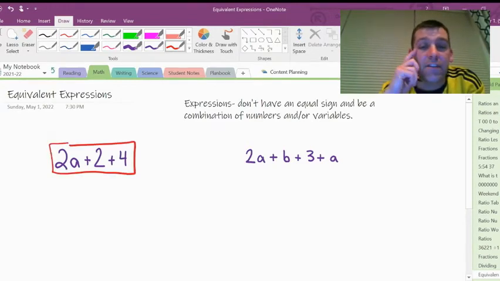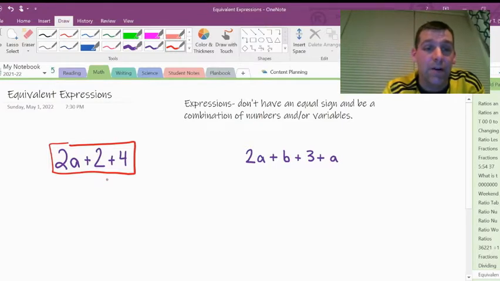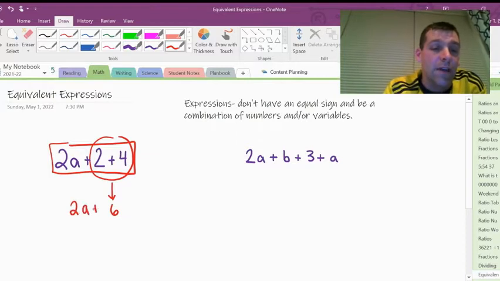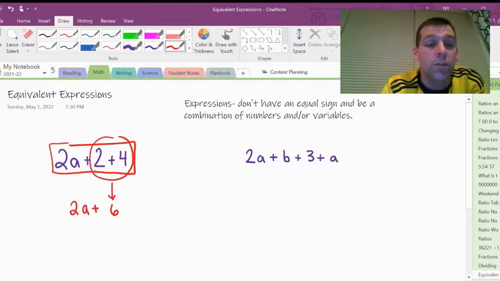And I know that oftentimes what I want to do with a lot of my expressions is simplify the parts that are like terms. So for example, these are both numeric without any variables. So we'll look at this here, and I know that this is equal to 6. And there's nothing else with another variable, so this is just 2a. I could call this 2a plus 6. That would be equal or equivalent to 2a plus 2 plus 4.